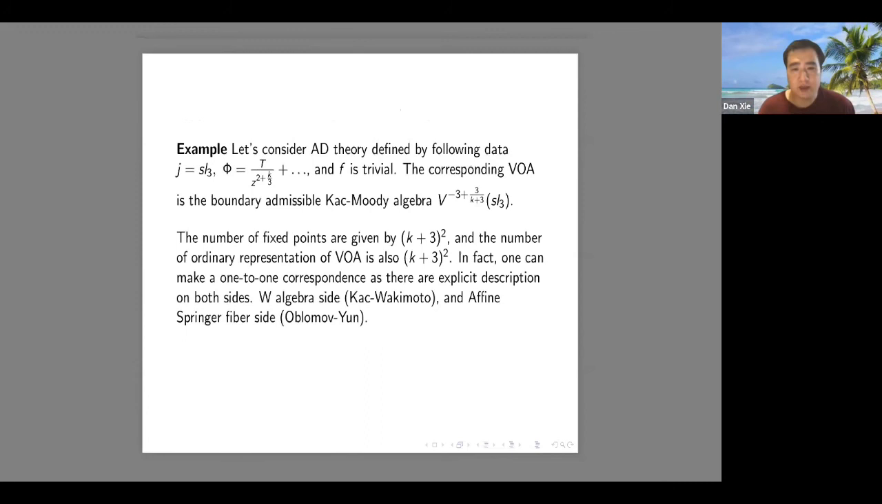So here's an example. If we consider this particular ADC with the data, we have J as A_2, and phi is this irregular singularity, and F is trivial. And then the corresponding VOA is the boundary admissible affine algebra. And on the affine Springer fiber side, the number of fixed points is found to be (k+3) squared, and the number of ordinary representations of the VOA is also (k+3) squared. So in fact, one can make a one-to-one correspondence as there are explicit descriptions on both sides. On the VOA side, we have the admissible representations by Kac and Wakimoto. And on the affine Springer fiber side, there is a combinatorial description by Oblomkov and Yun.